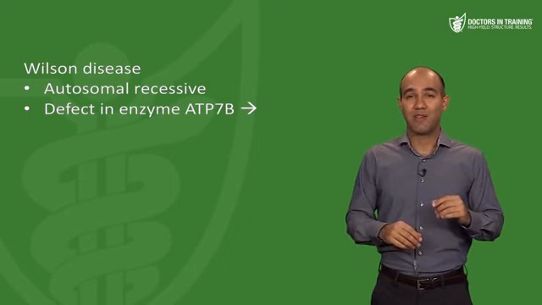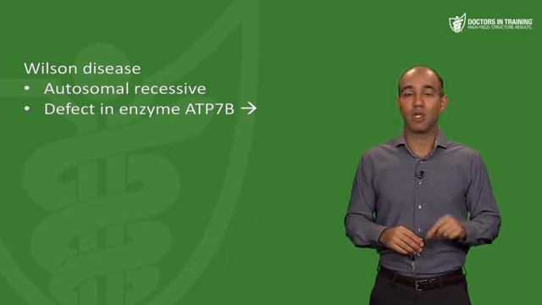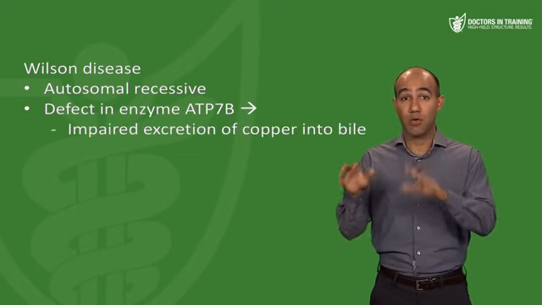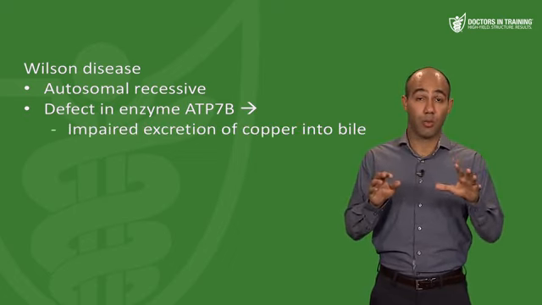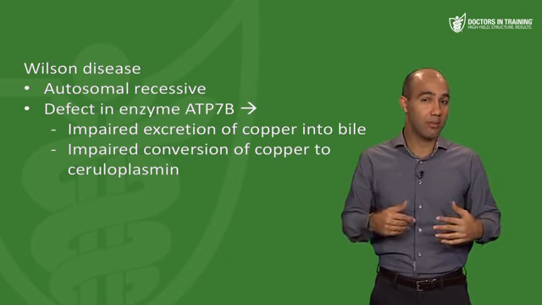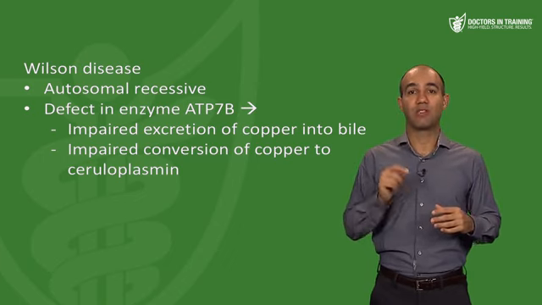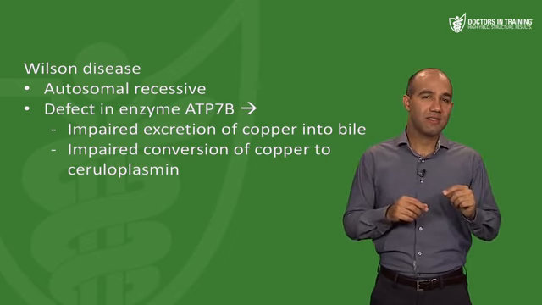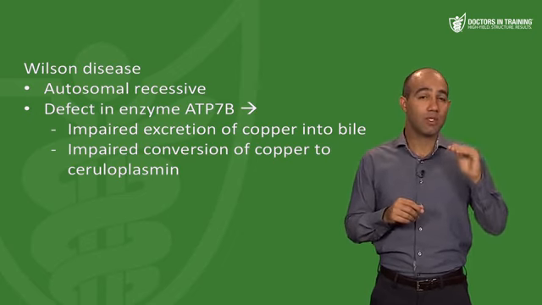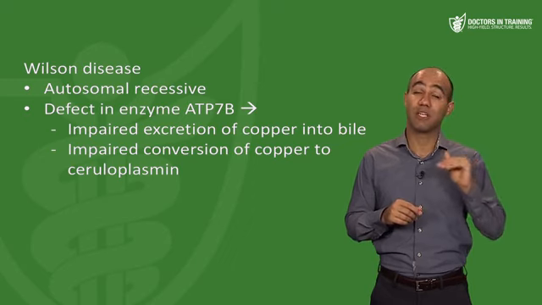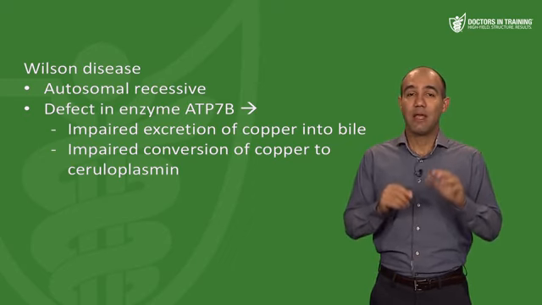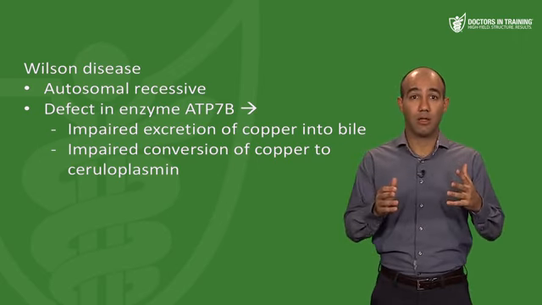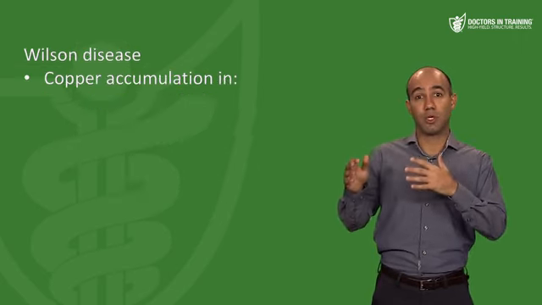In Wilson's disease, there's a defect in a specific enzyme called ATP7B. And that enzyme is responsible for secreting copper into the bile, and it's also important in transporting copper in the serum by adding it to a protein called ceruloplasmin. In general, patients with Wilson's disease have a low serum level of ceruloplasmin, and that can be one of your diagnostic criteria. But again, the main problem is that you're not getting rid of copper. You can't get copper into the bile and then out of your body, which leads to copper accumulation.